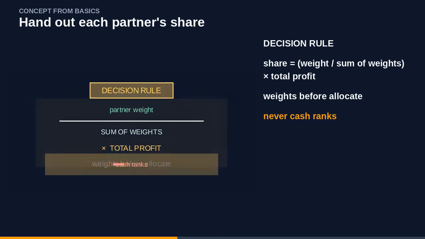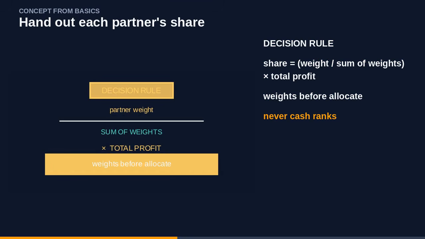Here is the decision rule. Each allocation is that partner's weight over the sum of weights times total profit. Lock the formula after the weights exist. Never invent a share from cash ranks.